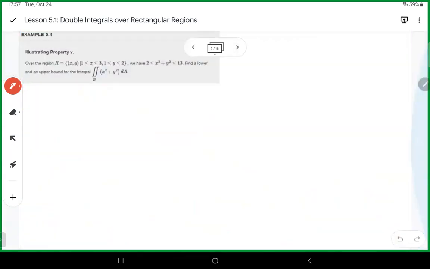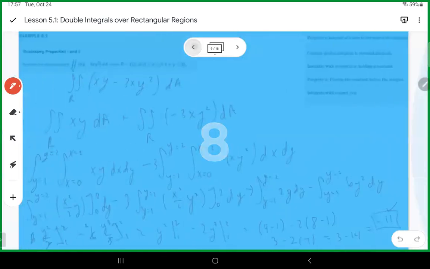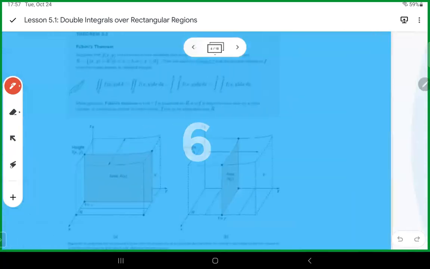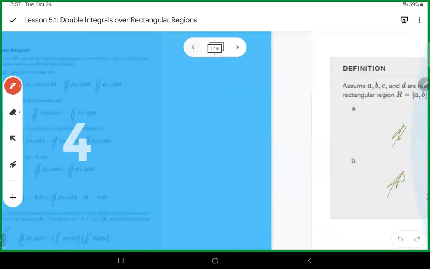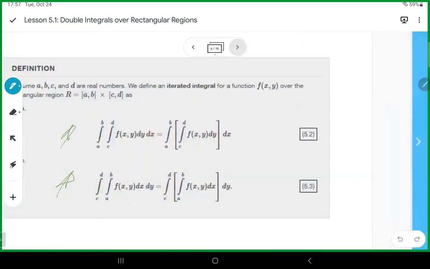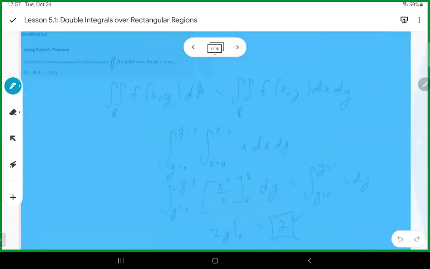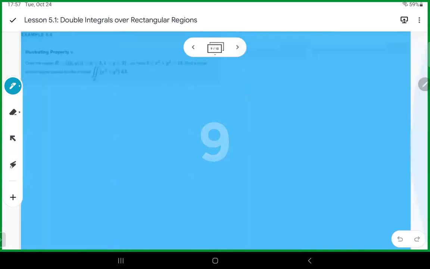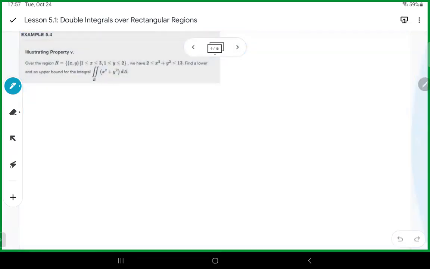Okay, so let's see, this is example 5.4 on slide 9. Slide number 9, example 5.4 is going to use B. I think we're doing pretty good on time.